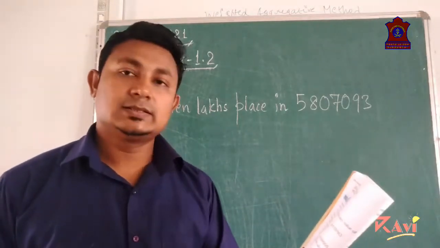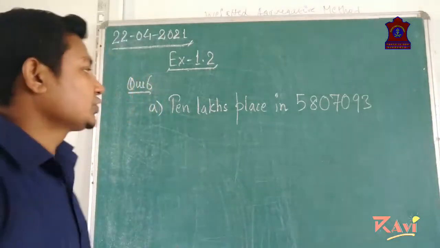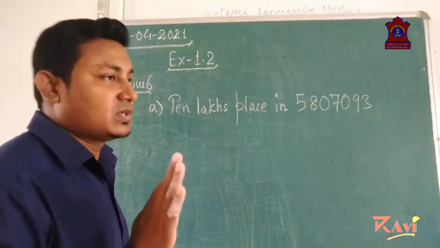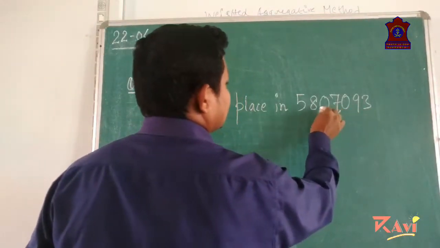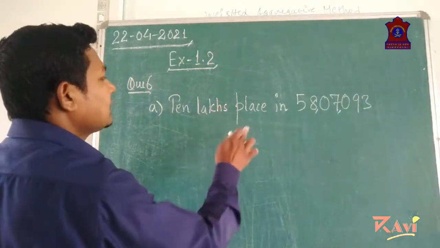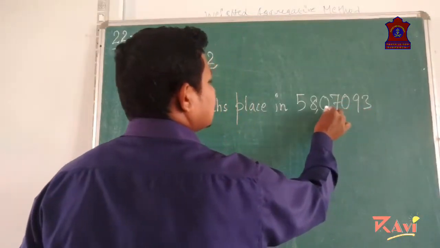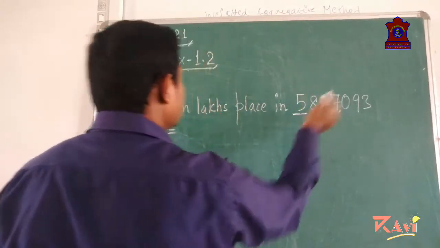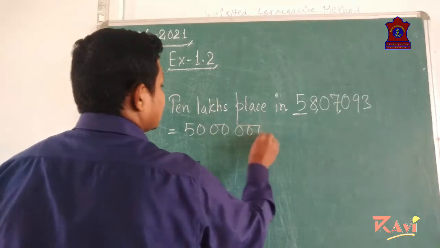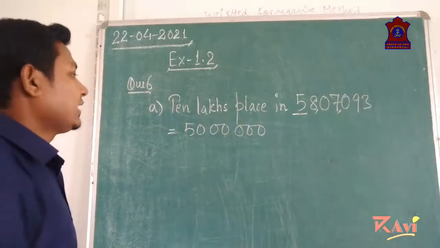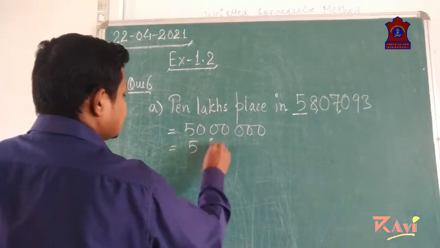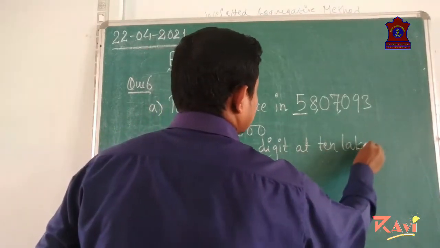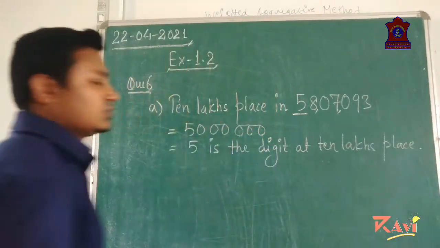Question number 6. Find the digits in the required place in each of the following. See, the question is written: 10 lakhs place in the given number. So what have we learnt? First put commas, okay. 1s, 10s, 100, 1000, 10,000, lakh, 10 lakh. So the question is asking, what is there at 10 lakhs place? What is there at 10 lakhs place? 5. So what is the value of this number? 5 into 10 lakh, that is 50 lakh. Okay. Or we can write, 5 is the digit at 10 lakhs place. Okay. Like this, you can write the answer.